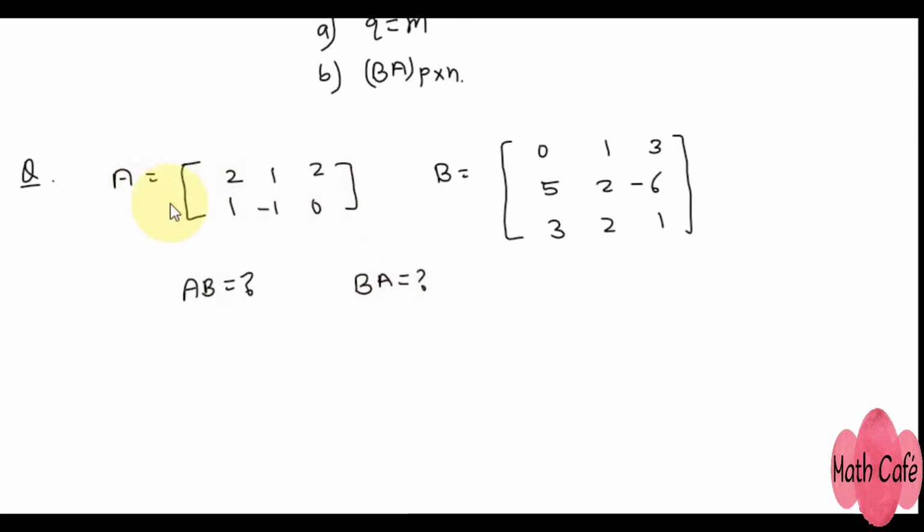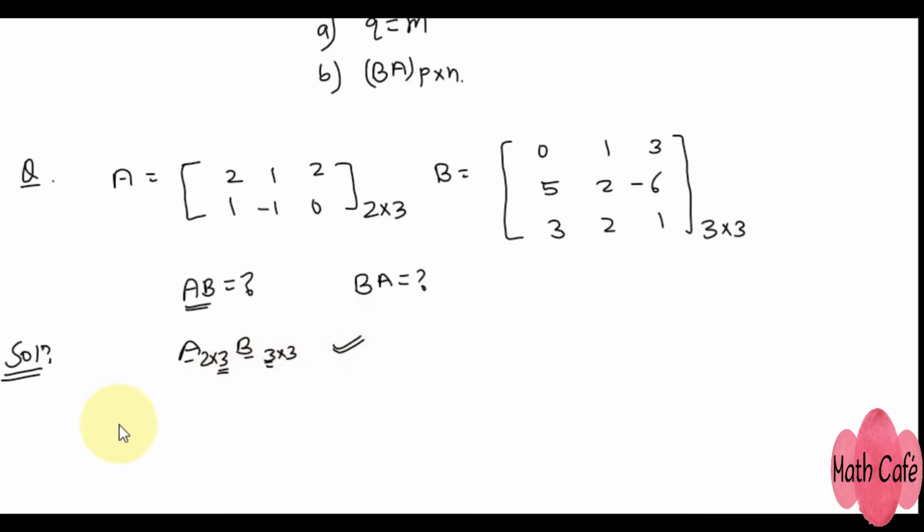Matrix A is of order 2 cross 3, with 2 rows and 3 columns, and matrix B is of order 3 cross 3. Let's proceed with the solution. First of all, we will check whether multiplication AB is possible. It is possible when the number of columns in matrix A is equal to the number of rows in matrix B. A is of order 2 cross 3 and B is of order 3 cross 3, so the number of columns in A equals the number of rows in B. So matrix multiplication AB is possible.